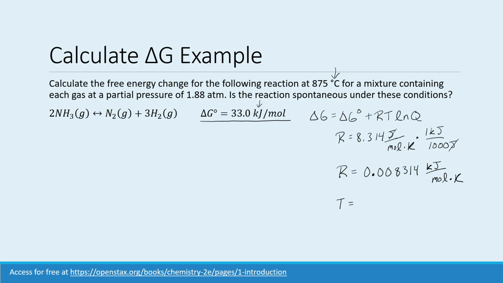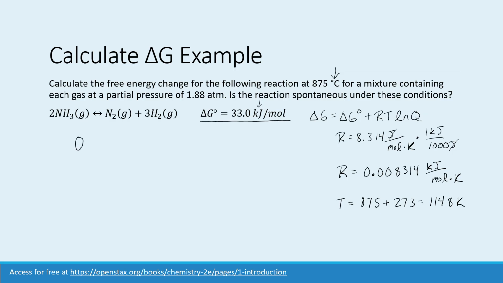And then the temperature value, of course, notice from that R constant that temperature needs to be in Kelvin. So we will take that and add the 273. So 875 plus 273 gives us a total of 1,148 Kelvin. And that's plenty of sig figs, so that's why I'm not adding that 0.15.